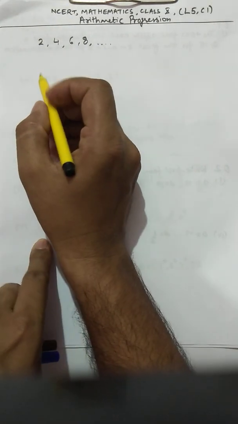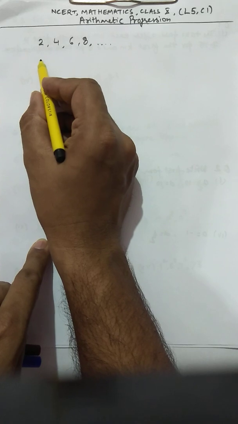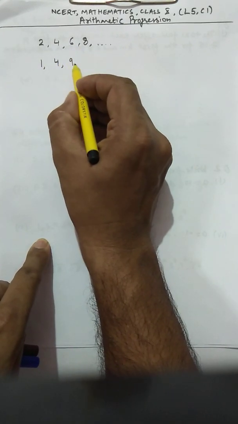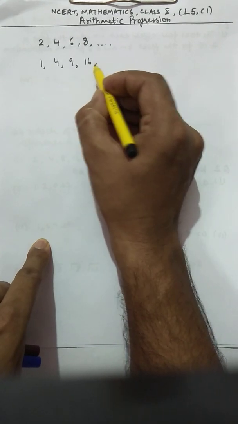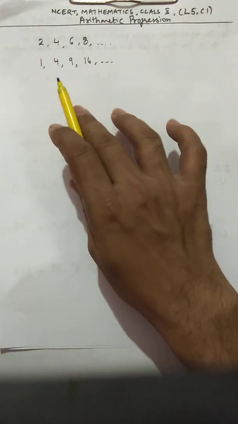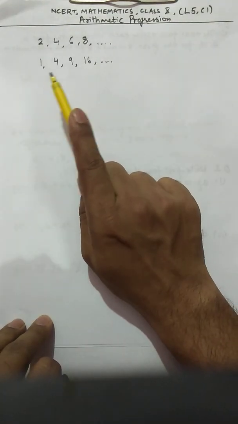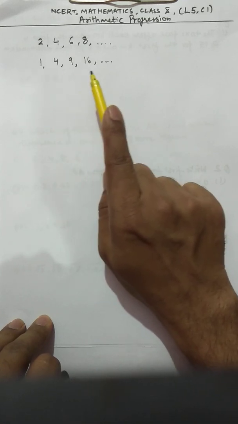Now we take some other examples as well. Let's say this is 1, this is then 4, this is 9, this is 16. So again you can see some pattern among these numbers. Second example, so this is 1, 4, 9, 16. I think you can think of what will be the next number. The next number will be 25, because the pattern is this is 1 square, this is 2 square, this is 3 square, this is 4 square, next will be 5 square, 25.